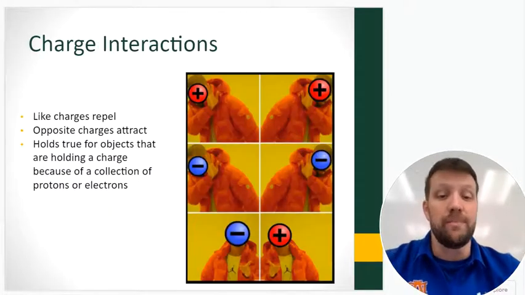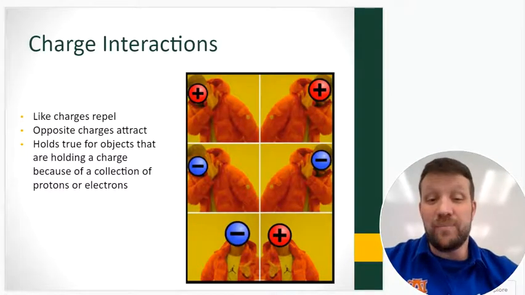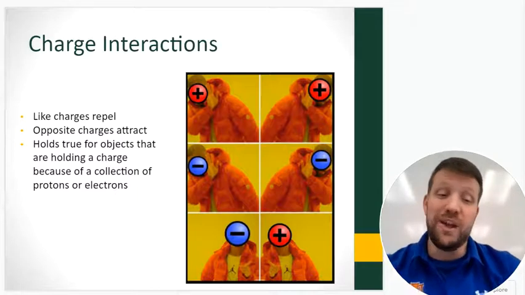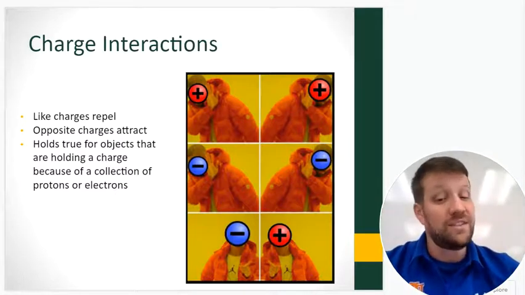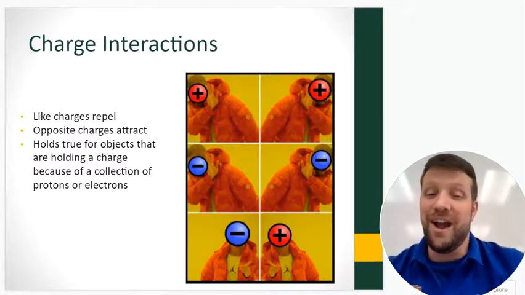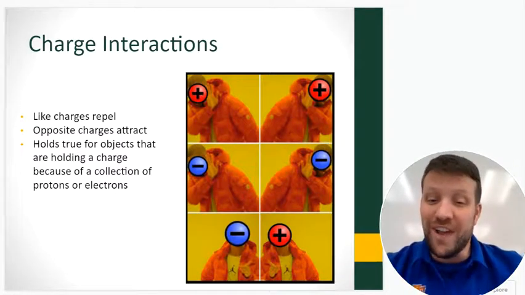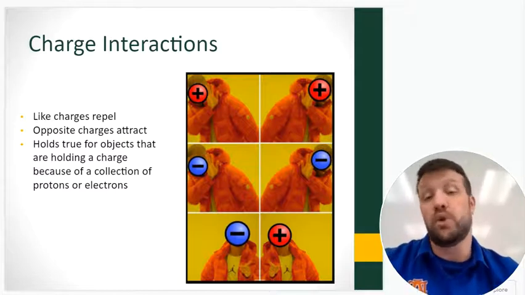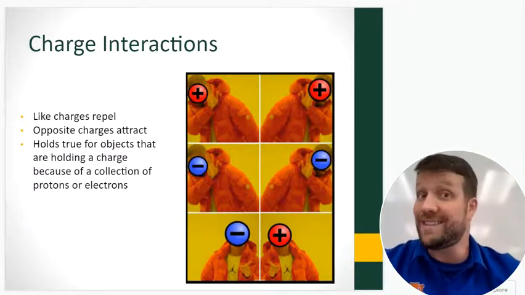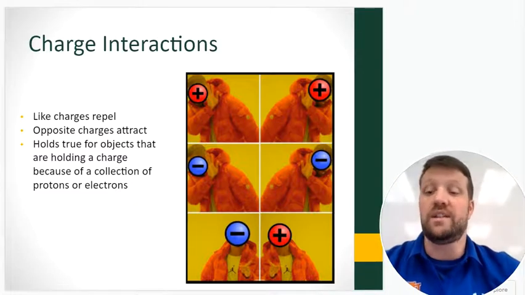All right, and a quick reminder here that like charges repel. So we see our first two there, 2 positives, 2 negatives, they're going to repel each other, but at the end, they're together when they are opposite charges. So opposite charges will attract. This holds true for objects that are holding a charge because of a collection of protons or electrons. So if they have an excess of them, this is what we're going to be looking at here.